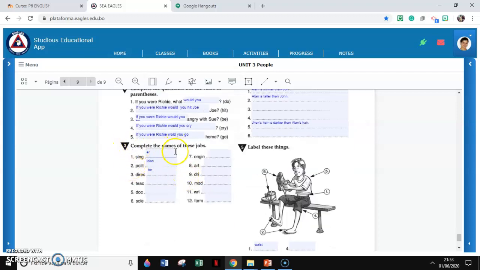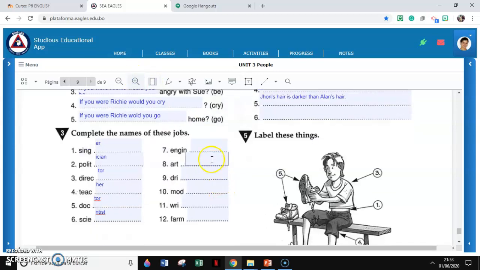Number 3, complete the names of these jobs. Very easy. Singer, politician, director, teacher, doctor, scientist, I'm going to zoom it a little bit for you to see. Engineer, artist, driver, model, writer, and farmer.